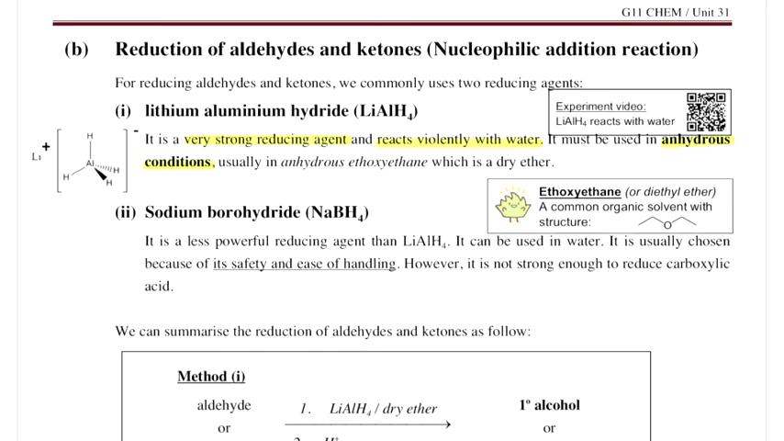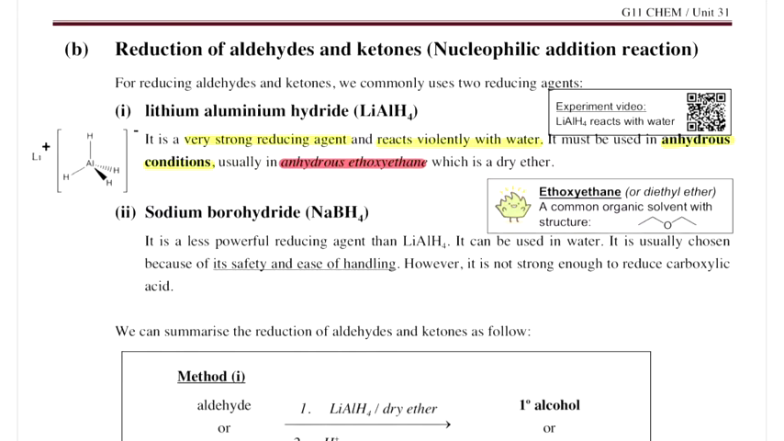You can see from the video, when we add water from the dropping bottle, it actually causes an explosive reaction. So remember, when we are using lithium aluminium hydride as a reducing agent, we must carry out the experiment in an anhydrous condition. In order to carry it out in an anhydrous condition, what are we going to choose as a solvent for the reaction?